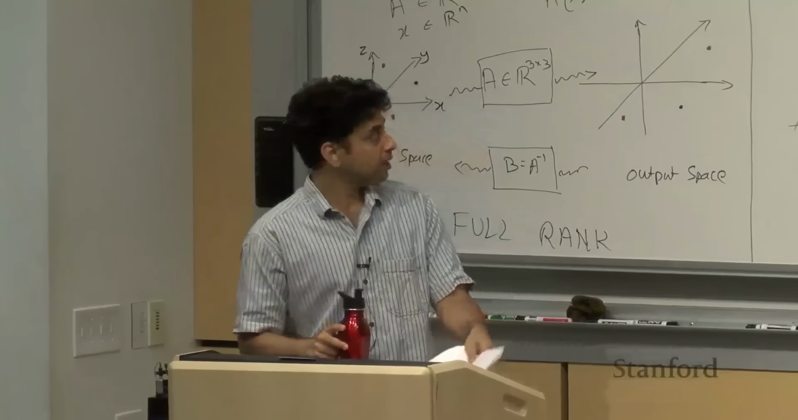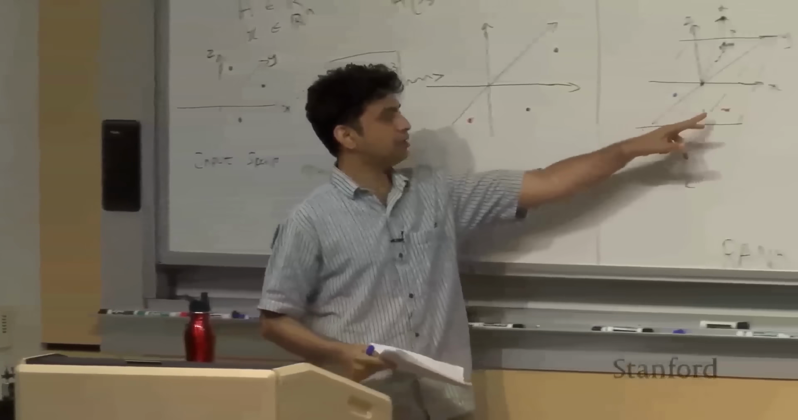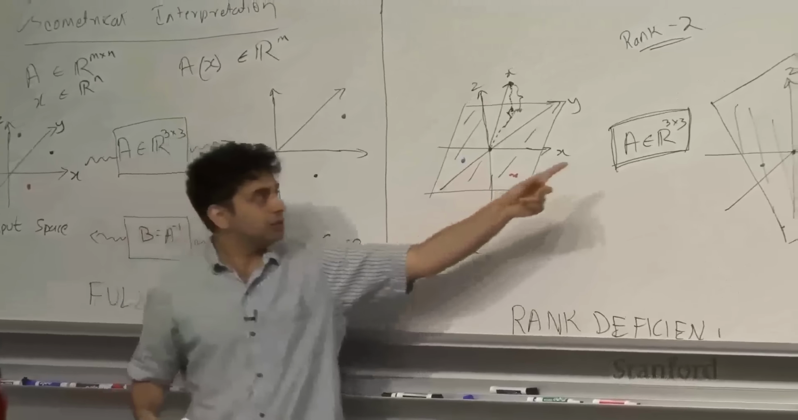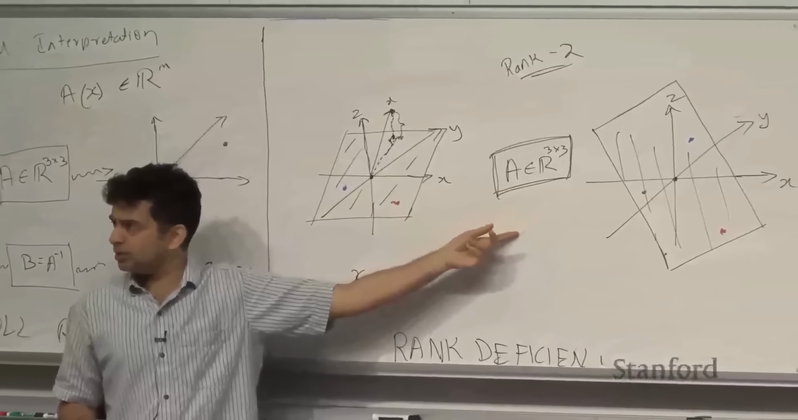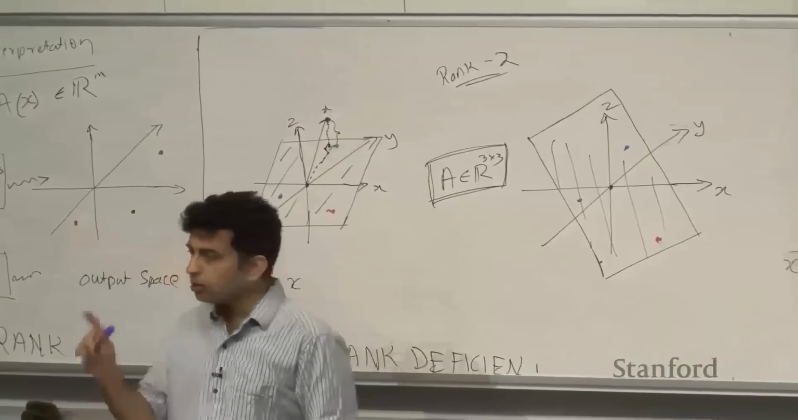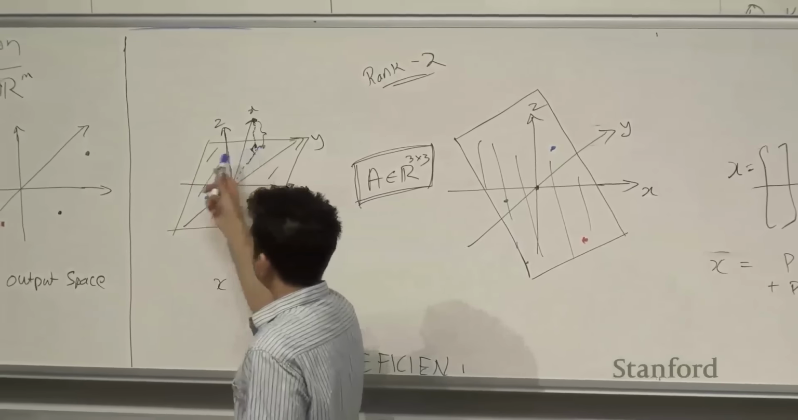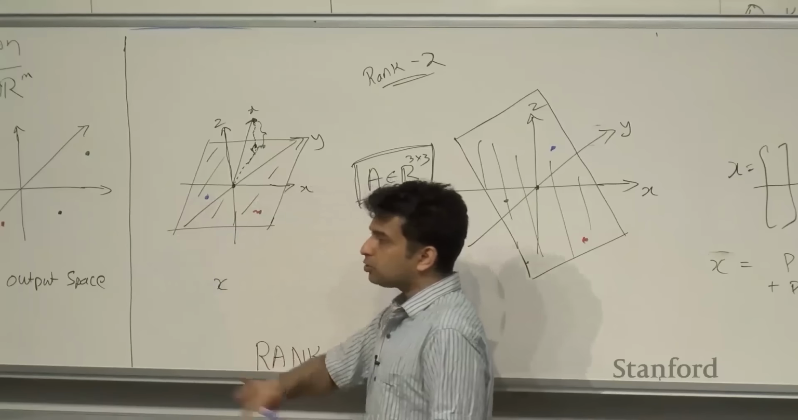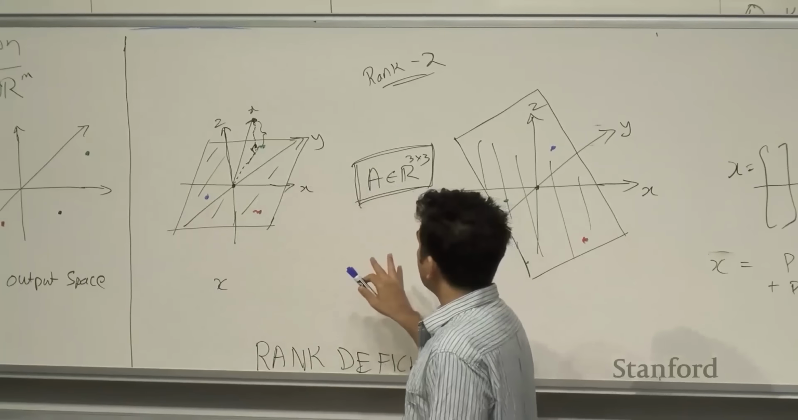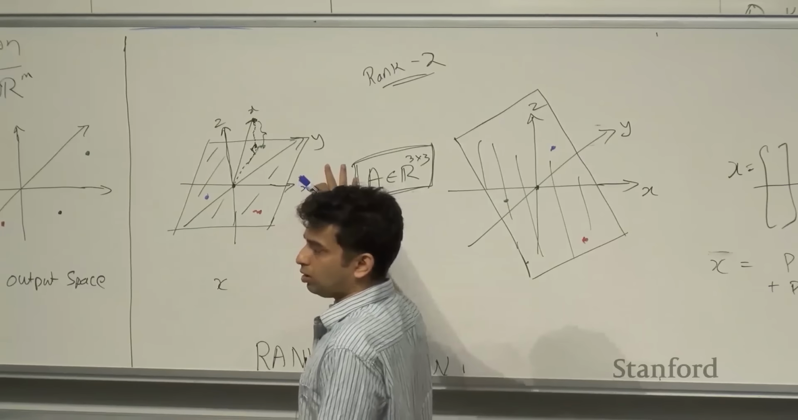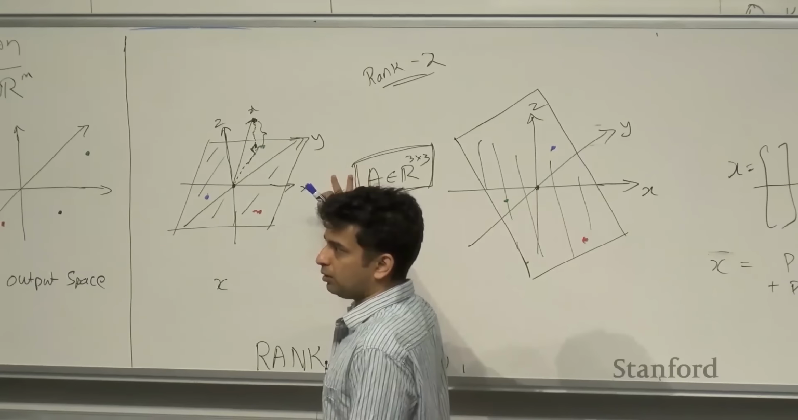So the question is, are the points of different colors the rows or columns of the matrix A? Is that the question? Good question, thank you for asking. The points that I'm choosing over here need not be either a row or a column of A.